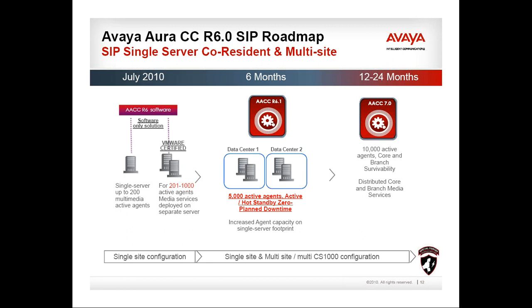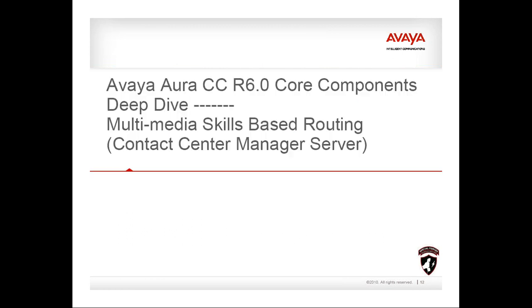And if you notice all the way, 12 to 24 months, probably leaning more towards 24 months, looking to get up to 10,000 active agents and core and branch survivability. So this product suite is expanding rapidly and growing in capacity pretty frequently. Okay, so that was just a little high level of the architecture and the different components. Now we're going to break down each component separately here.